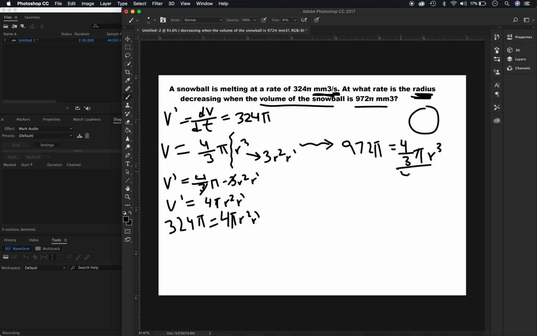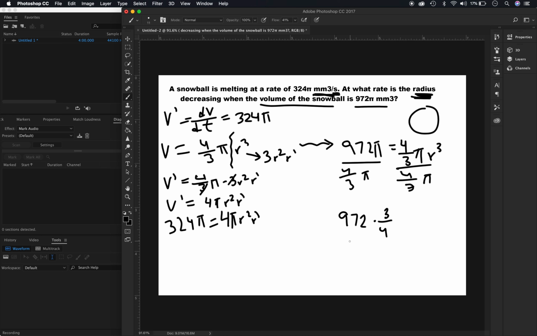So basically just divide by 4 over 3 pi on both sides. I don't know how to do division, but I wish I did. So 972 divided by 4 over 3. I'm going to go ahead and use a calculator for that. Actually, you know what? No, I won't. We're going to do this right. 972 times 3 over 4.